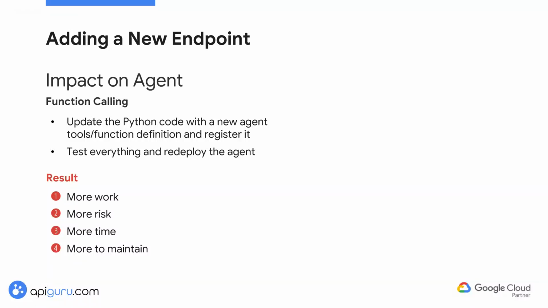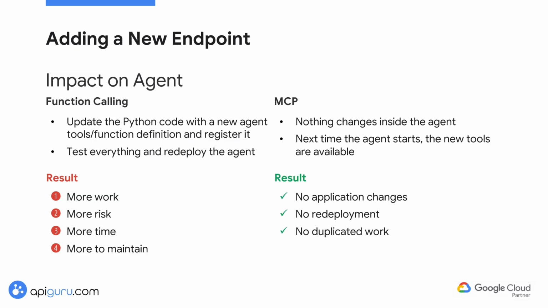Now imagine your backend team adds 10 new endpoints tomorrow. With function calling, you need to update the Python code, add new function definitions, register new tools, test everything, and redeploy the application. With MCP, nothing changes inside the agent. The next time the agent starts, it performs discovery again. The new tools automatically become available, no application changes, no redeployment, no duplicated work. This is exactly why MCP is becoming the standard protocol for AI tool integration.